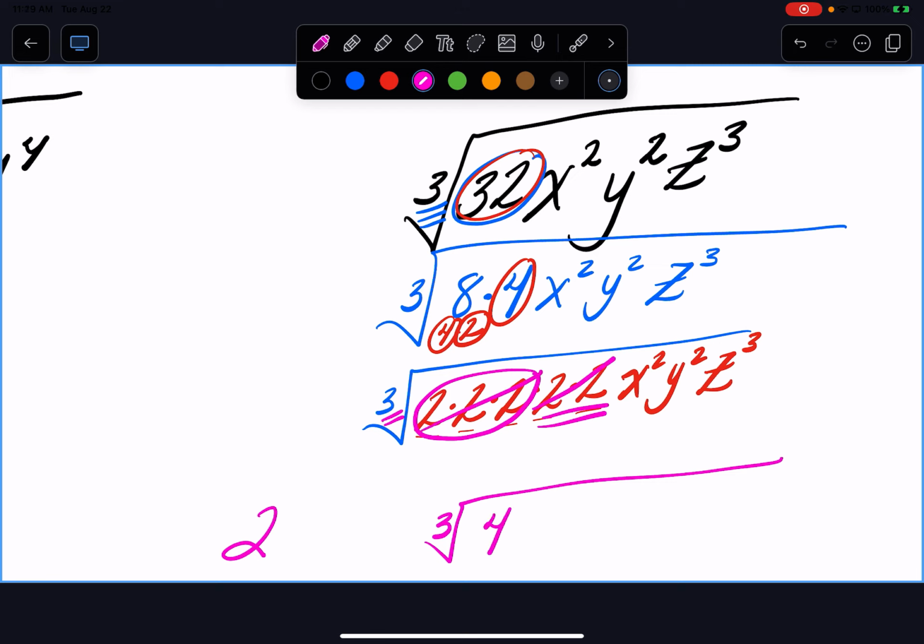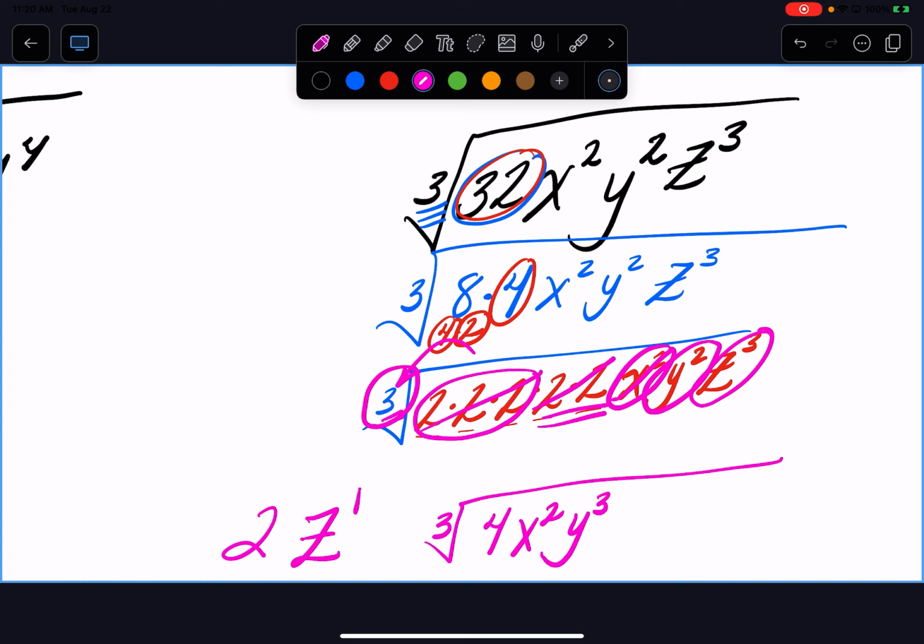Now, what size of groups am I pulling? 3. Now, let's look at x squared. How many groups of 3 are there in x squared? 0. So x squared has to stay underneath. True? True. So you leave x squared underneath. How many groups of 3 are there in y squared? 0, so y squared can't leave. How many groups of 3 are there in z cubed? 1, right? So we pull out z to the 1.